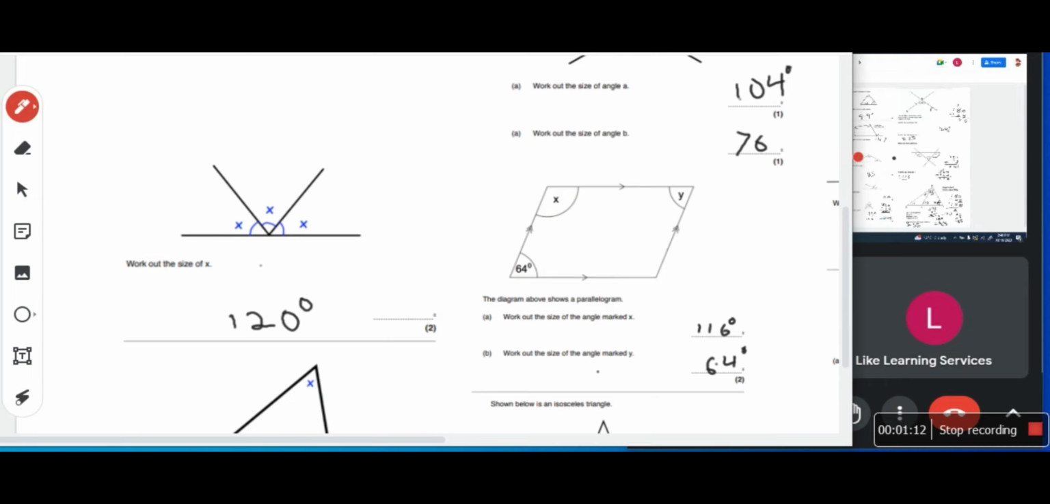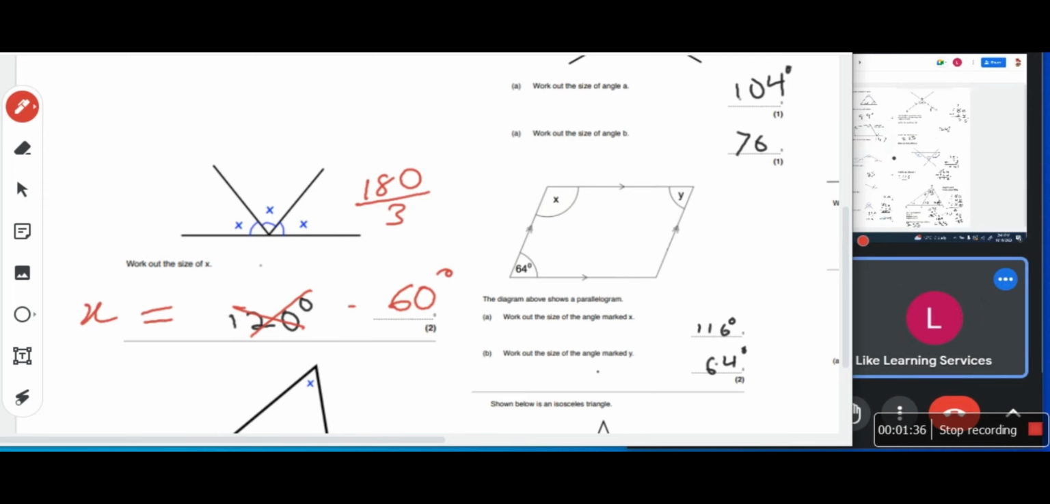180, and they are x, so it should actually be 180 divided by 3. 3 x's. 1, 2, 3 to get the value of 1x. So what should be the answer? 180 divided by 3 should actually be 60, isn't it? Yes. So x is 60. X is actually 60.